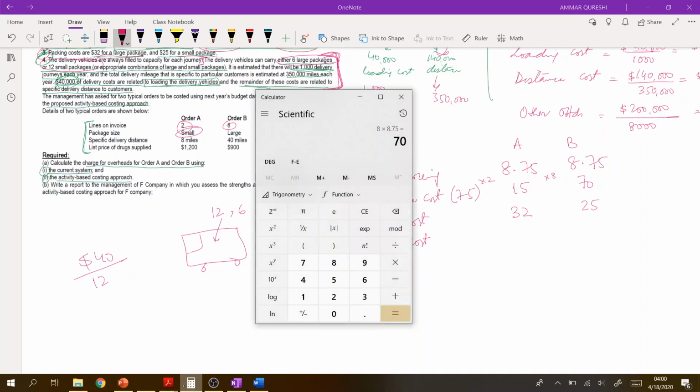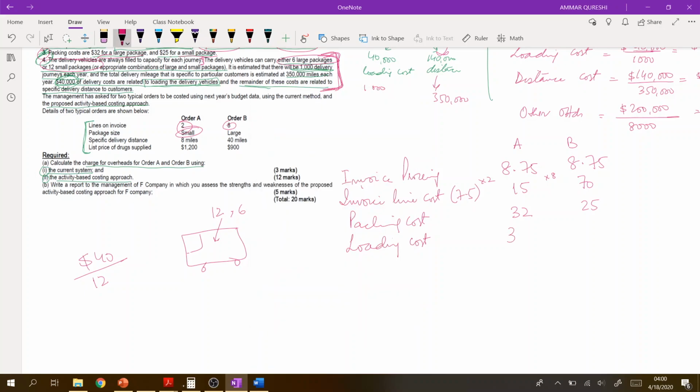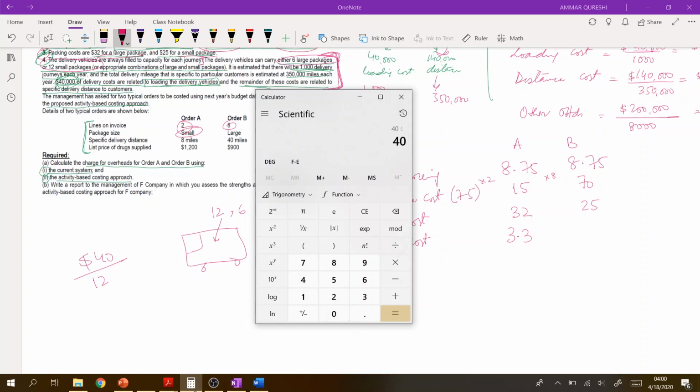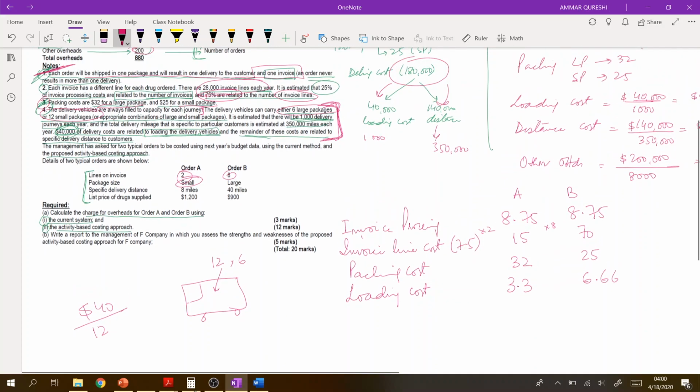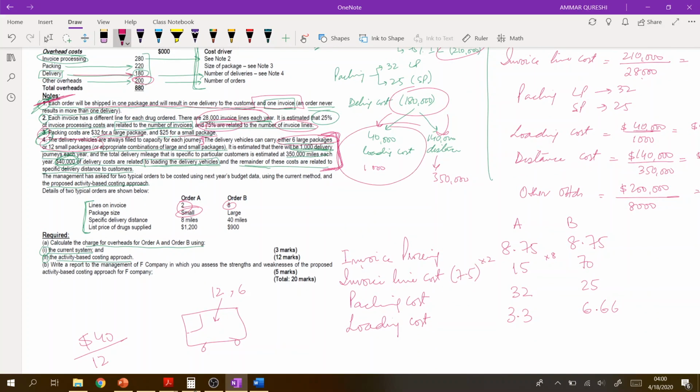Similarly, 40 divided by 12 will give you 3.33. So $3.33 cost will be allocated to A, and for 6, if you divide the same 40 among 6 packages, this will be 6.66, right? What else? This is the loading cost. This is the first part.